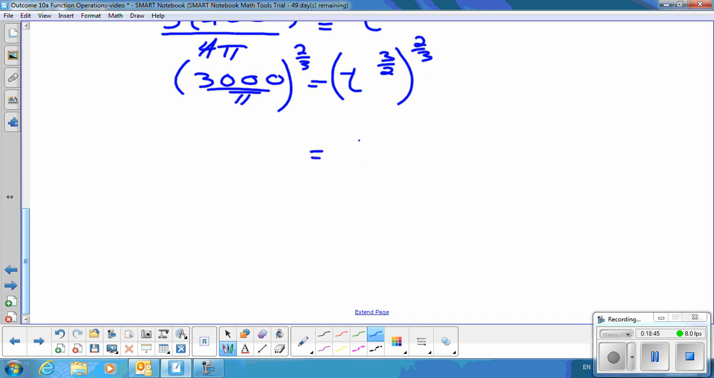On the right-hand side, I would multiply those exponents, and it would leave me with t to the power of 1. On the left-hand side, I then need to evaluate that on my calculator. Substituting in and plugging into your calculator, you should end up with an approximate answer of 96.97. And so it's approximately 97 minutes to reach that size.